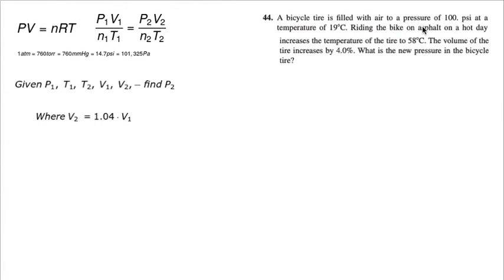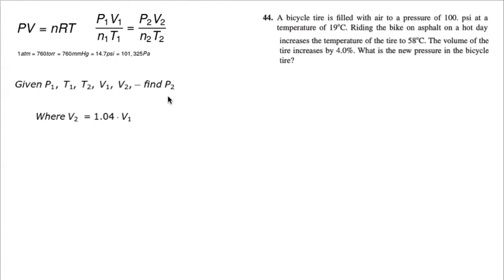And riding the bike on asphalt on a hot day increases the temperature. So this is our new temperature T2, and the volume increases by 4%. So that means that we actually have both V1 and V2, given that V2 is equal to 1.04 times V1 because it increases by 4%. So what is the new pressure?